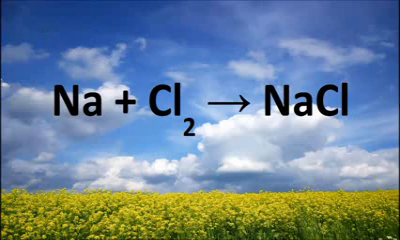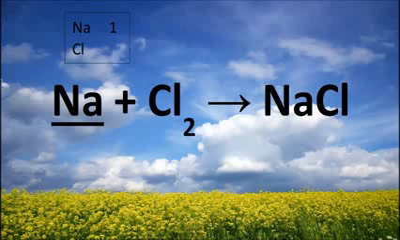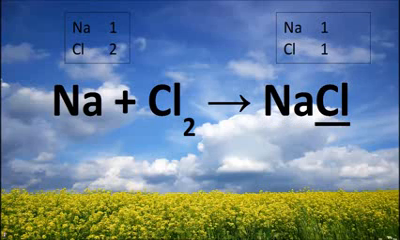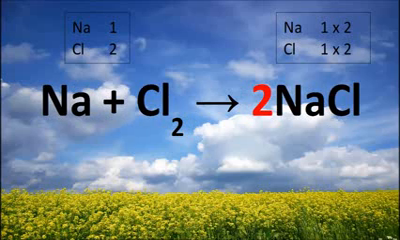Another example, 1 Na plus 2 Cl react to form NaCl, or sodium chloride. Now, there's equality in the sodiums, 1 Na on the left and 1 Na on the right. However, there are 2 Cl's on the left and only 1 Cl on the right. Now, we need to double the Cl's, so we put a 2 in front of the NaCl.